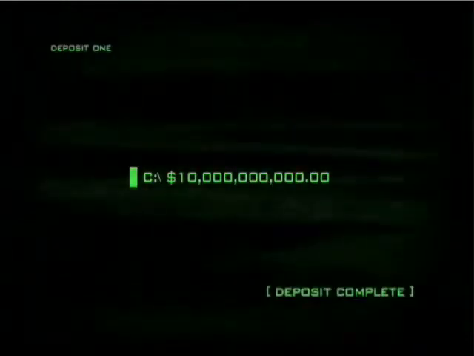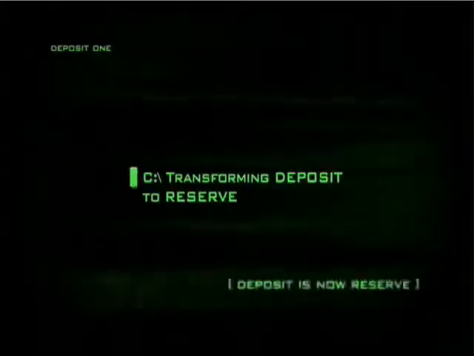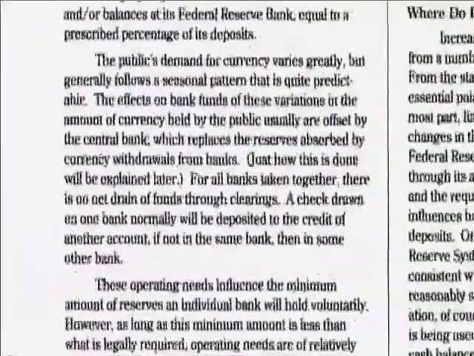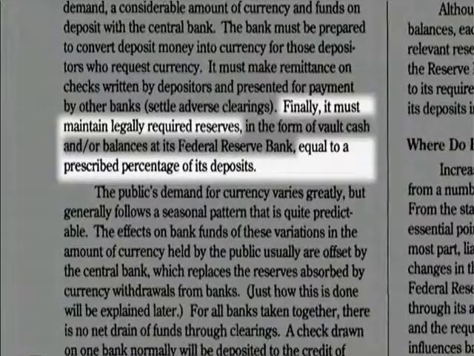So, the exchange has been made and now $10 billion sits in a commercial bank account. Here's where it gets really interesting. For as based on the fractional reserve practice, that $10 billion deposit instantly becomes part of the bank's reserves, just as all deposits do. And regarding reserve requirements, as stated in Modern Money Mechanics, a bank must maintain legally required reserves equal to a prescribed percentage of its deposits.